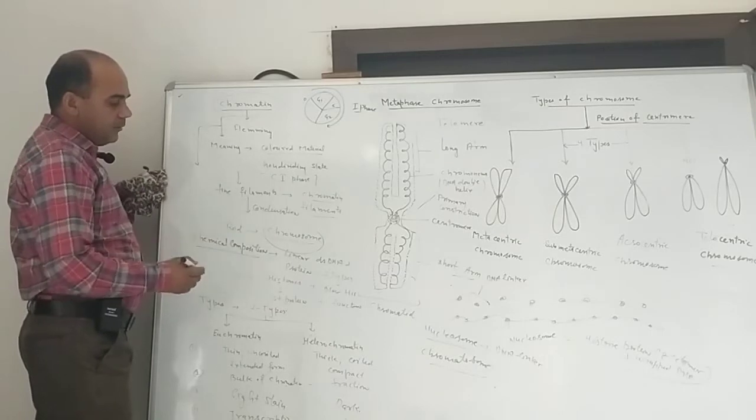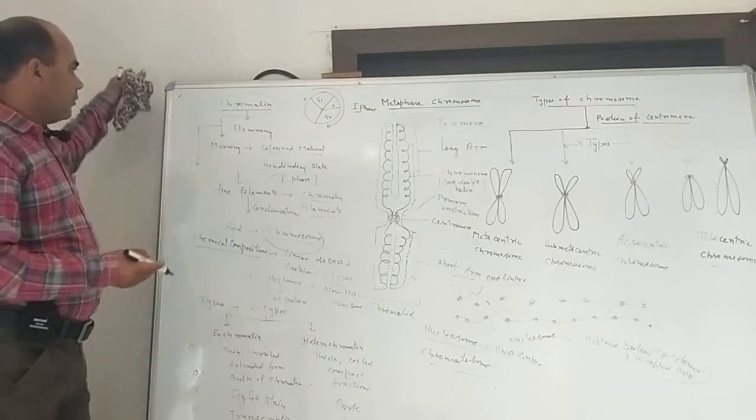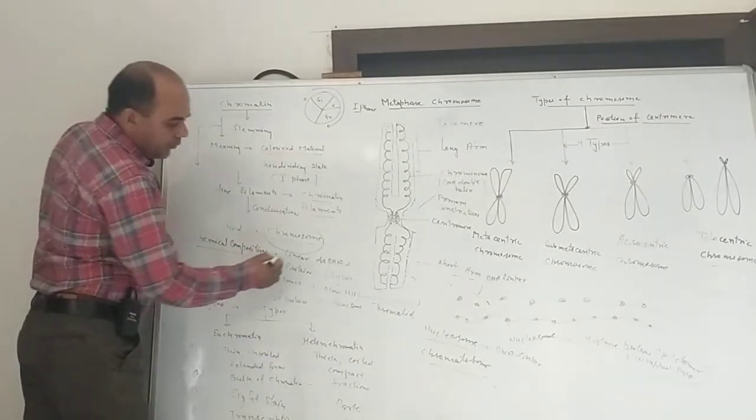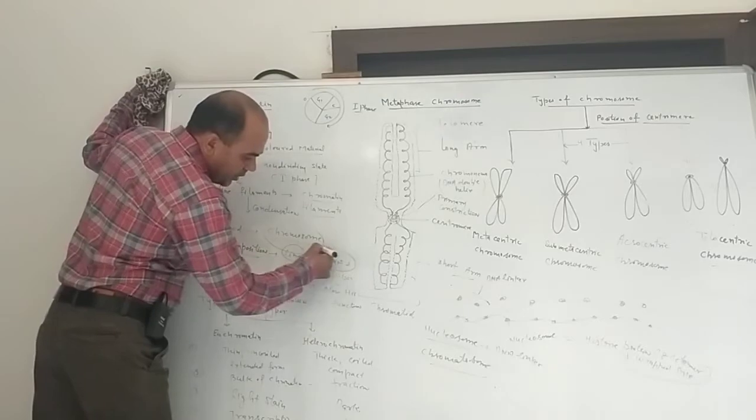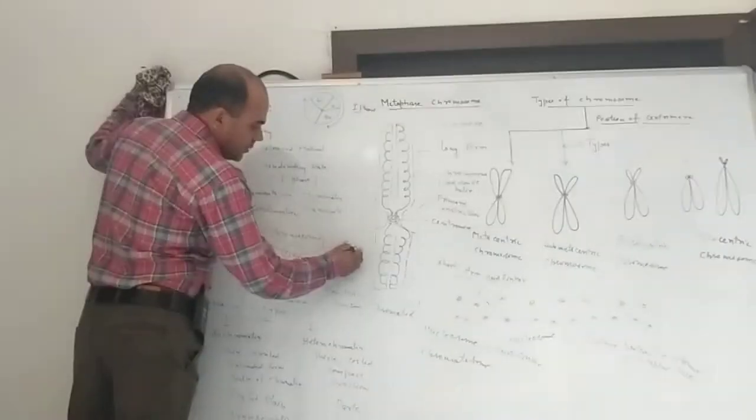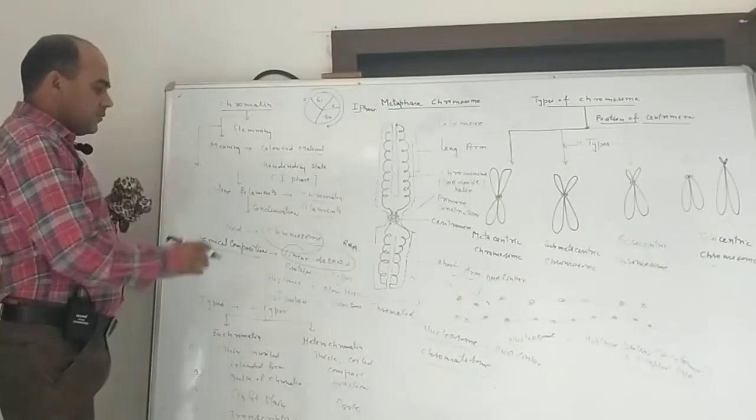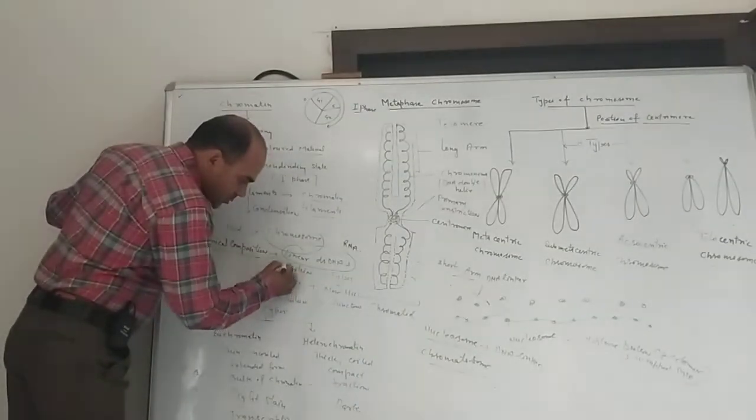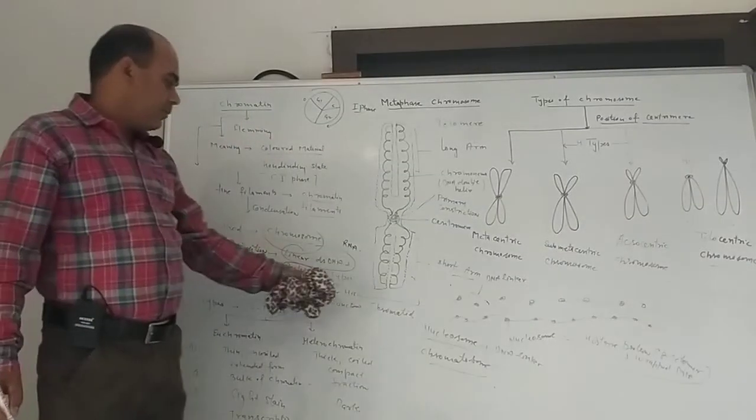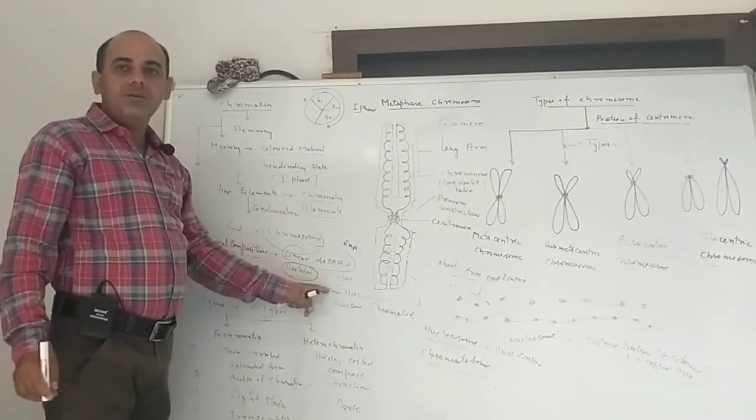After that, what happens? When we study the chemical composition of chromatin, it is made up of linear double-stranded DNA, plus some amount of RNA. Some enzymes are present, such as DNA polymerase and RNA polymerase. Some metal ions are also present. It also consists of some protein. There are 2 types of proteins present: one is called histone, another is called non-histone.